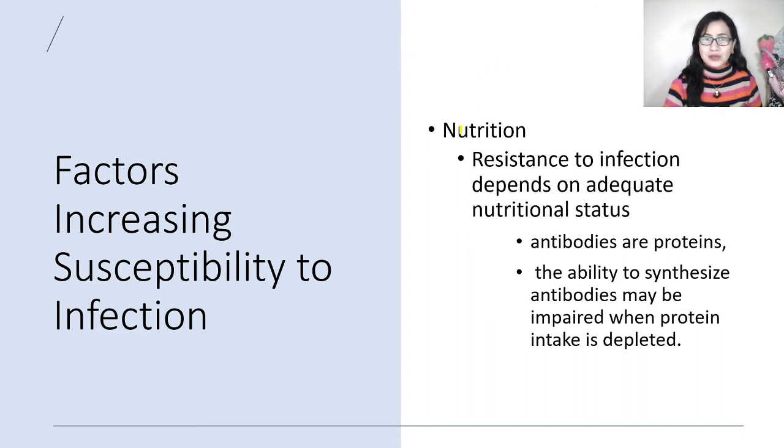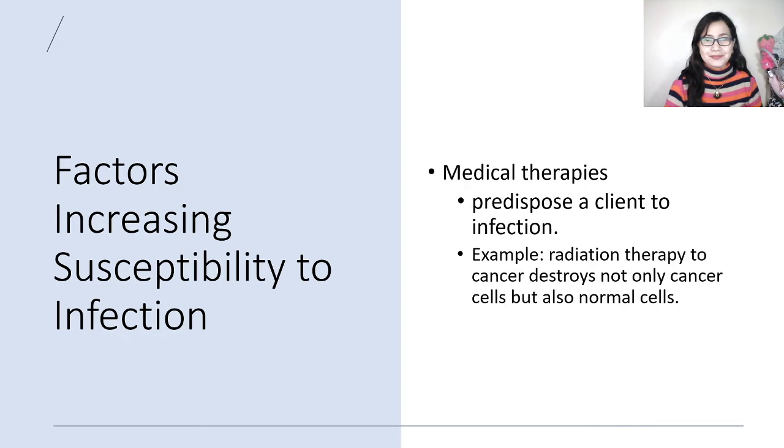Okay, next we have the nutrition. So, resistance to infection depends on adequate nutritional status. It's because antibodies are proteins. So, the ability to synthesize antibodies may be impaired when protein intake is depleted. Next, we have medical therapies. So, these predispose a client to infection. Alright, example, we have radiation therapy to destroy cancer cells. However, not only cancer cells are being destroyed in this treatment, but also the normal cells.